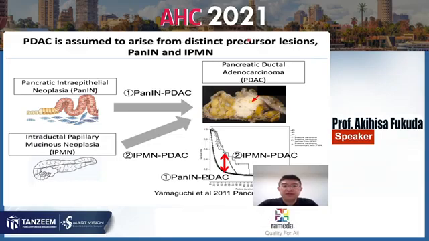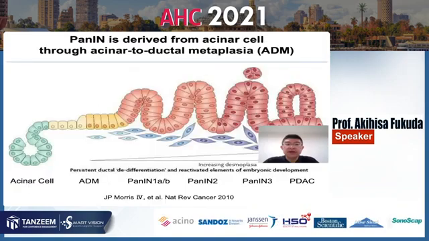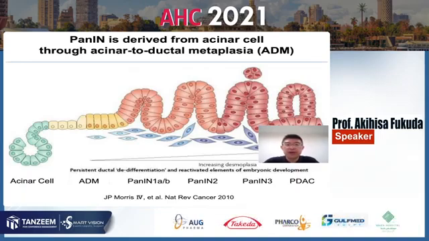IPMN PDAC versus PanIN PDAC is considered to be biologically different. However, the molecular mechanism of their development is unknown. Recent studies using mouse models have shown that PanIN is derived from pancreatic acinar cells through the metaplastic state that is called acinar to ductal metaplasia.